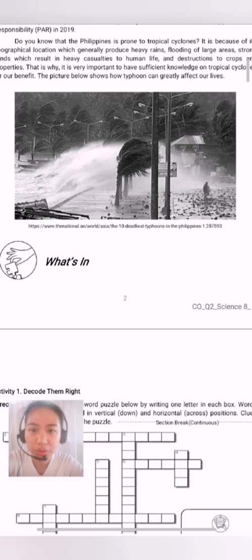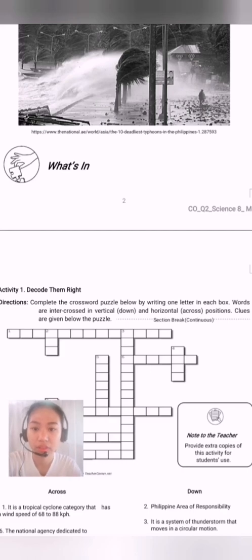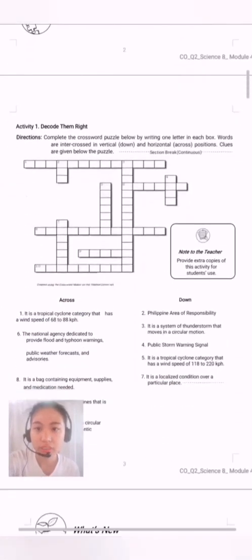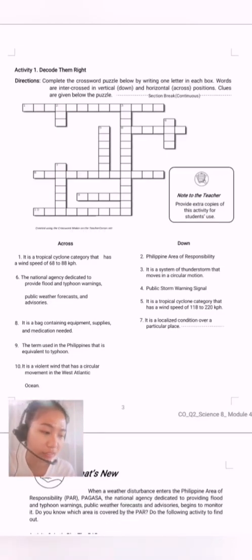It has a picture, and then what's in Activity 1? It says there that you are going to answer What's In Activity 1 on page 2. The activity is entitled Decode Them Right. Directions: complete the crossword puzzle below by writing one letter in each box. Words are intercrossed in vertical or down, and horizontal or across positions. Clues are given below the puzzle.